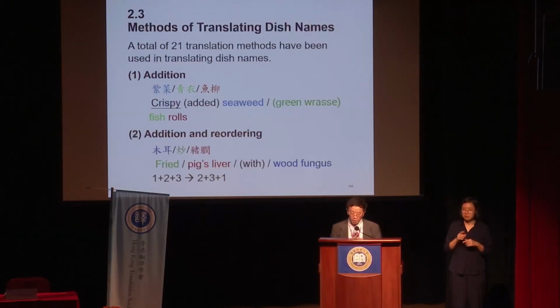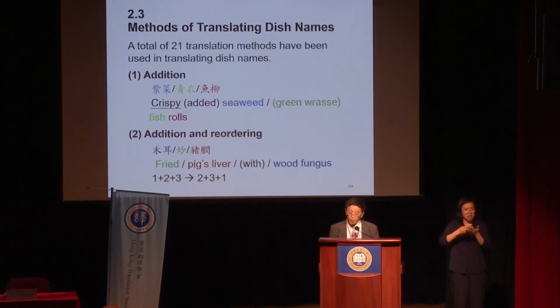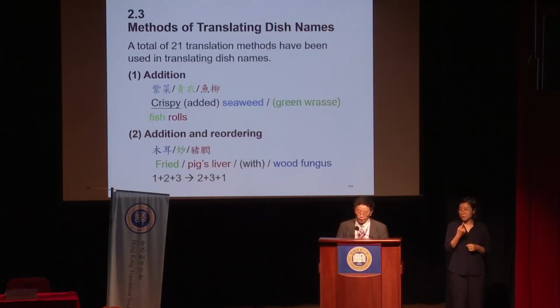How do we translate them? I think there are 21 methods that we can use to translate dish names. One is to have addition. Say if it's 紫菜青衣鱼柳, you can simply say that this is something crispy. So the word crispy is added for this translation. Sometimes we need to add something and reorder the order.